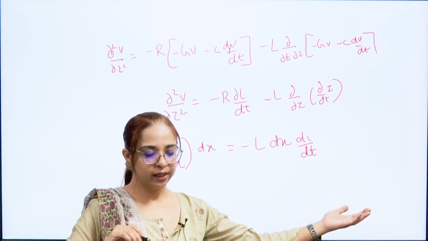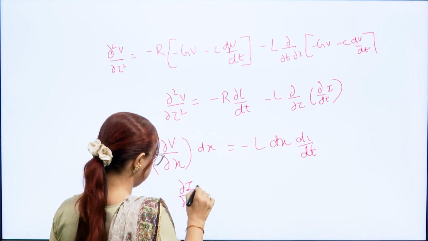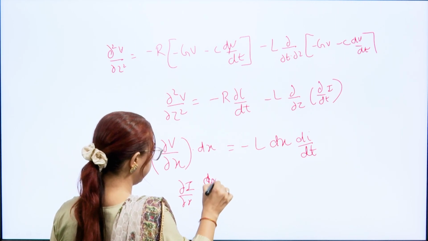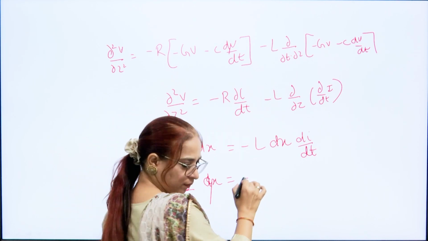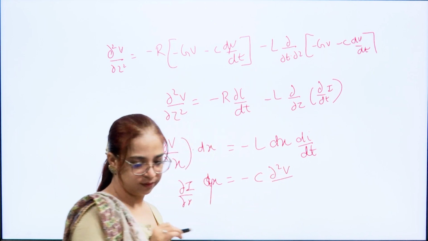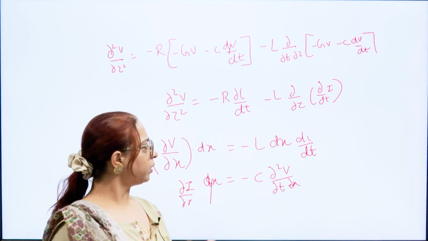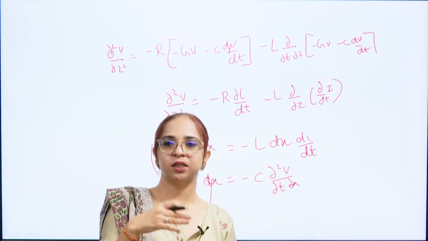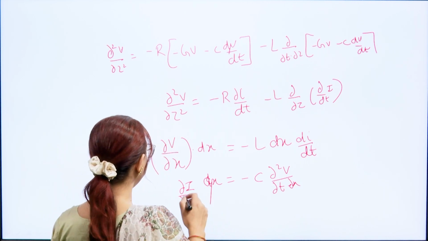And what can we similarly write for the current equation? So, del I by del x into dx can be written as minus L d2I by minus C d2V by dt into dx. So, what are we trying to do? Once we differentiate the KVL equation with respect to distance, and differentiate the KCL equation with respect to time, we will get one common quantity.